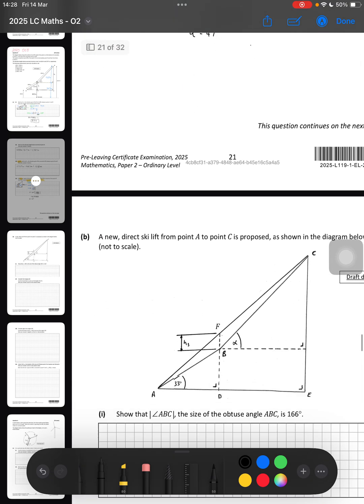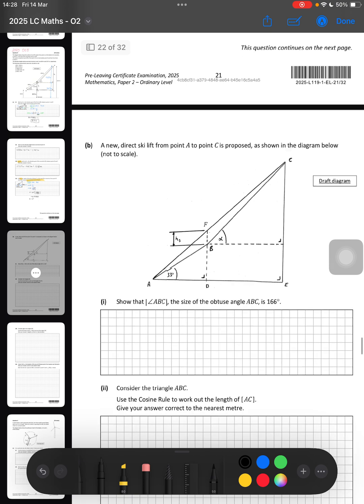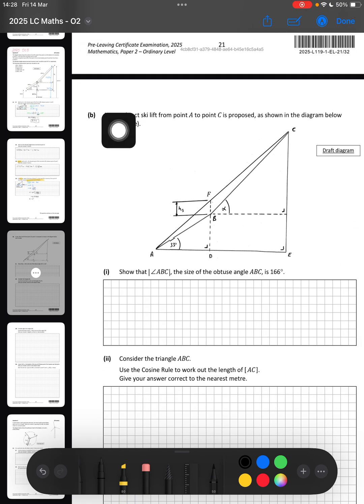Okay, part B, a new ski lift. So, a new ski lift from point A to point C is proposed as shown in the diagram. Okay, so no intermediate position, and it wants us to show that the angle from A to B to C is 166 degrees.